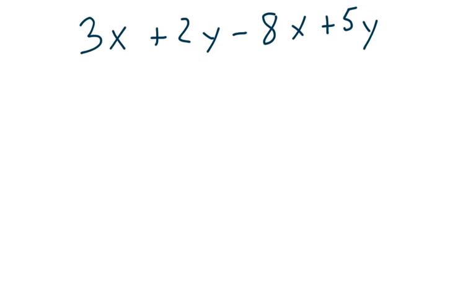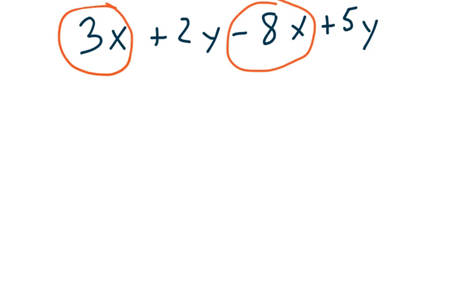So this is the review video for adding and subtracting polynomials, basically combining like terms we talked about a lot. And the key for this is to look for terms with the same variable and the same exponent. So in this case we have 3x there and negative 8x, which are like terms because they both have an x, and we have positive 2y and positive 5y.